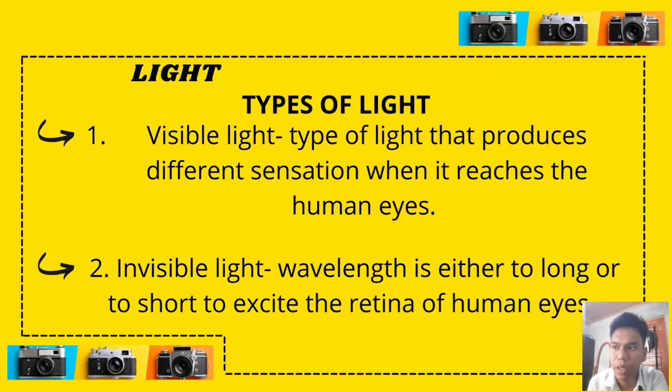This is the light that produces different sensation when it reaches the human eyes. Meaning, ito yung mga light na nakikita natin, na visible sa ating mata. From the word itself, visible. Next one is invisible light. Wavelength is too short or too long to excite the retina of human eyes, meaning ito yung mga X-ray, ultraviolet lights, ultra-red lights, yung mga yan, yung mga hindi natin nakikita with our naked eyes.